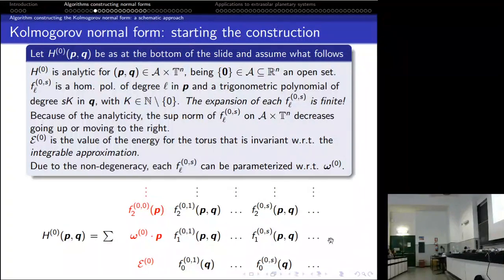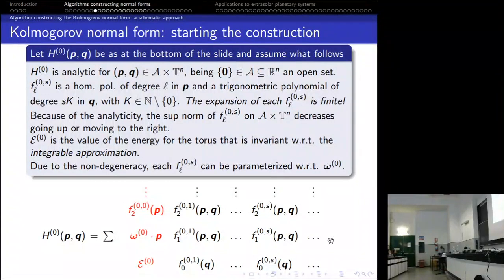So, to be valid locally around some values of the actions. Okay, well, again, let me express the Hamiltonian in this form. Again, if we move in this direction, the sizes of the terms are getting smaller and smaller. And if you move in that direction vertically, the total degree in actions is increasing more and more. And why are you expecting that moving in that direction the terms are smaller?